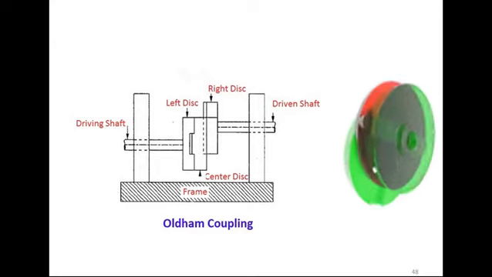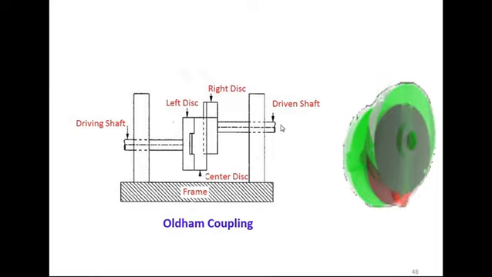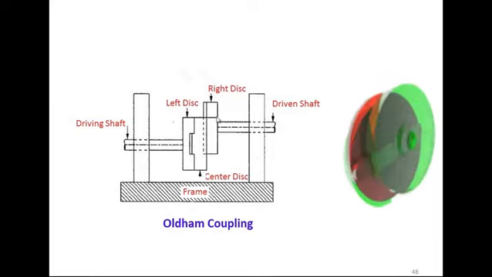We want to transport the motion from one shaft to another shaft, and the coupling we have provided here will transmit the power from one shaft to the other. So you will see this driving shaft is attached with this left hand disc, and this driven shaft is attached with this right hand disc. Okay, and here the middle or center disc is present, and it is attached with grooves, here also a groove and here also a groove.